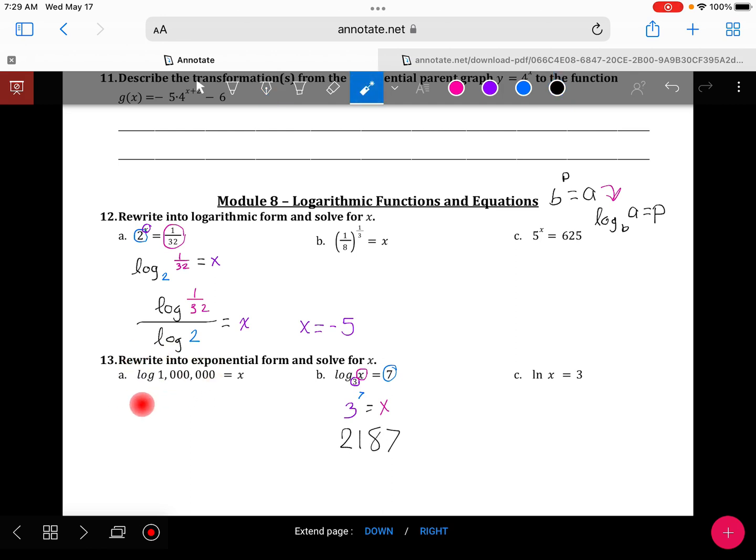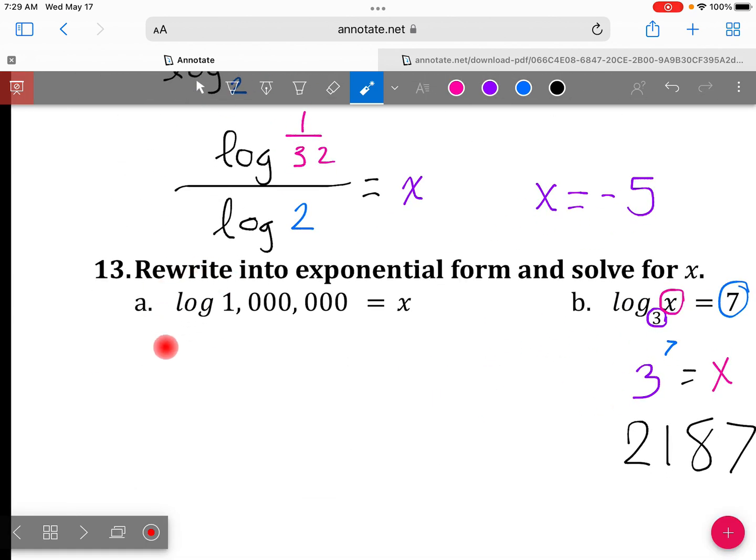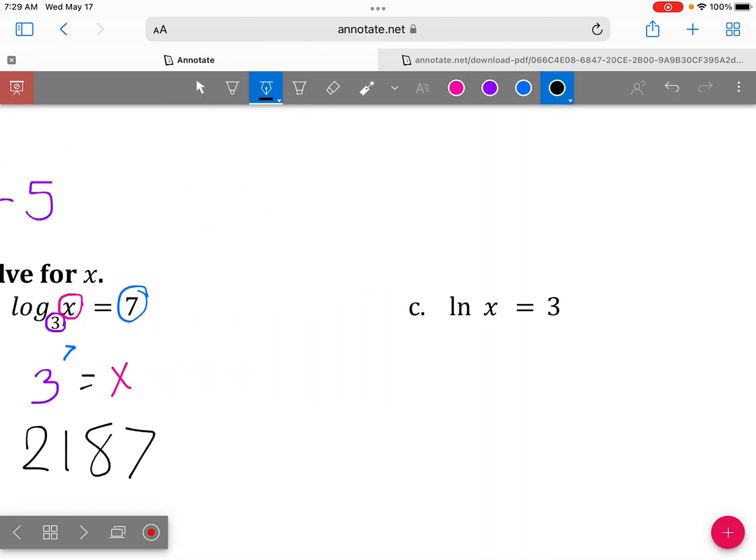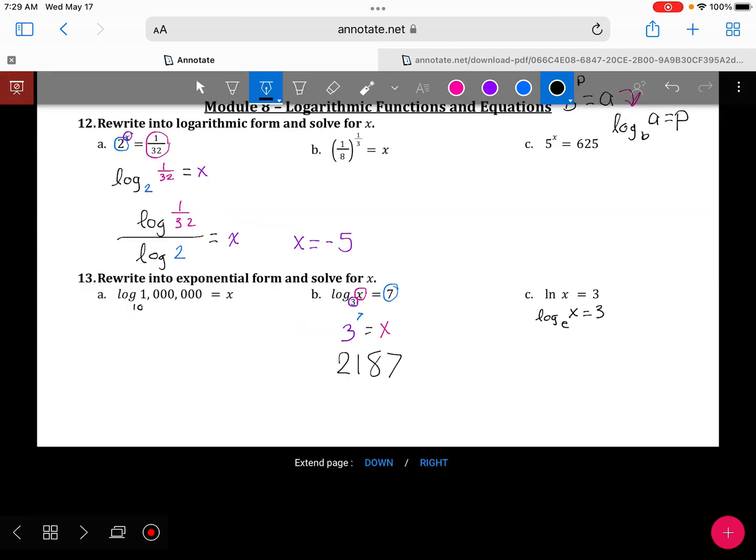If it doesn't have a base here like A, what's the base on this one? 10. When it's ln, like C, what's the base on this one? E. This is the same thing as log base E of x equals 3. Okay, so just be careful with those, but otherwise, that's how we do those.